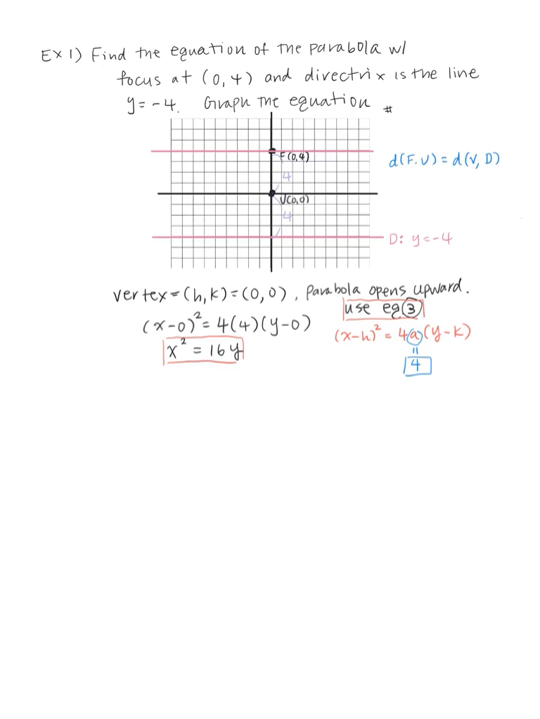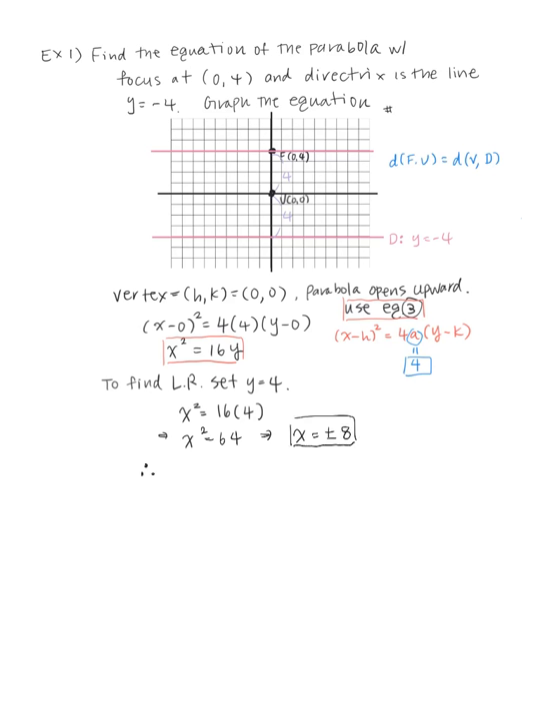Okay, I'll write everything out. To find the latus rectum, which I'm going to denote by LR, set y equals 4 and plug that into the equation. Then we're going to have x squared equals 16 times 4. That implies that x squared equals 64, which means that x is going to be plus or minus 8.